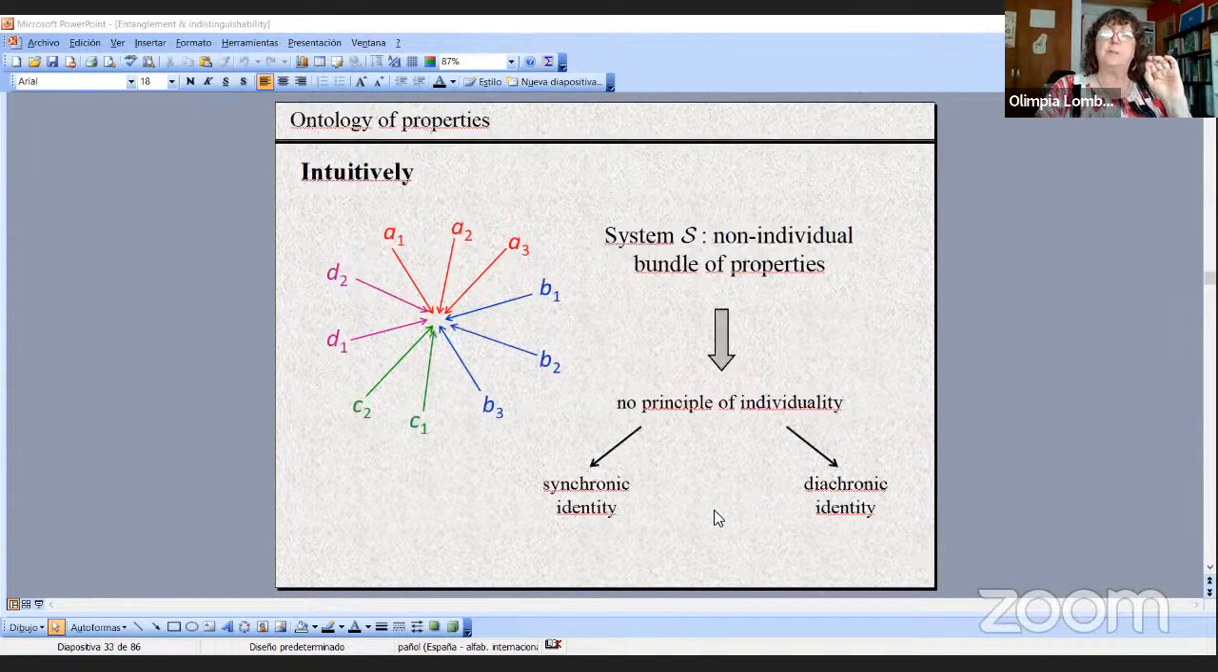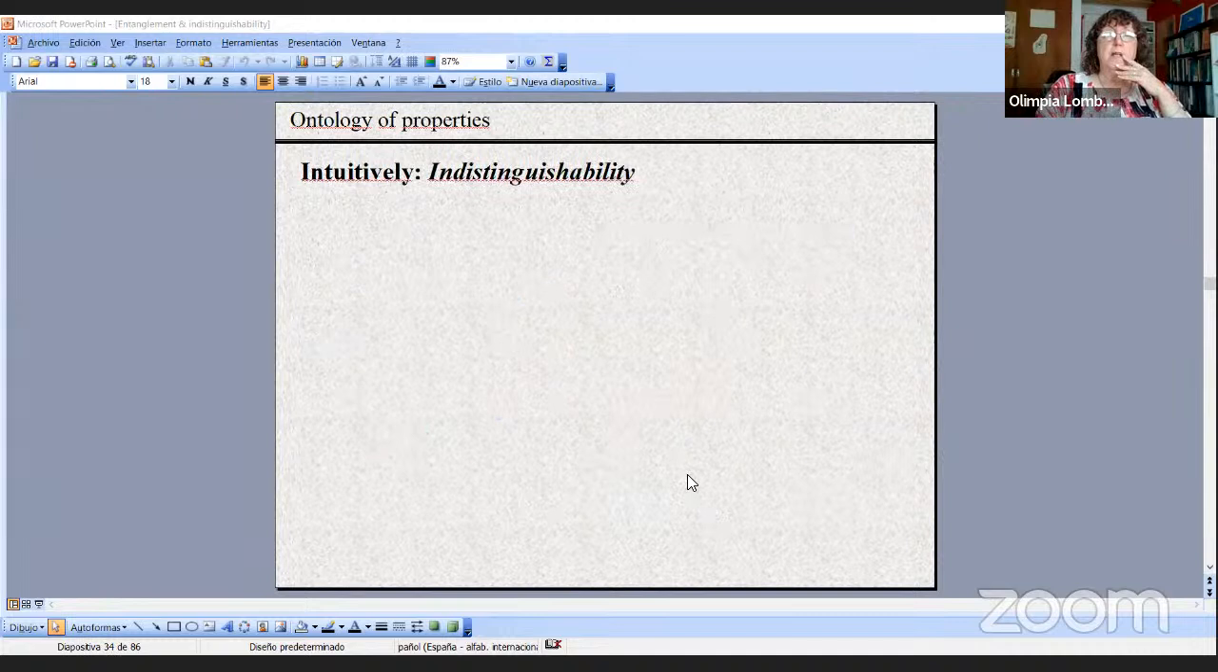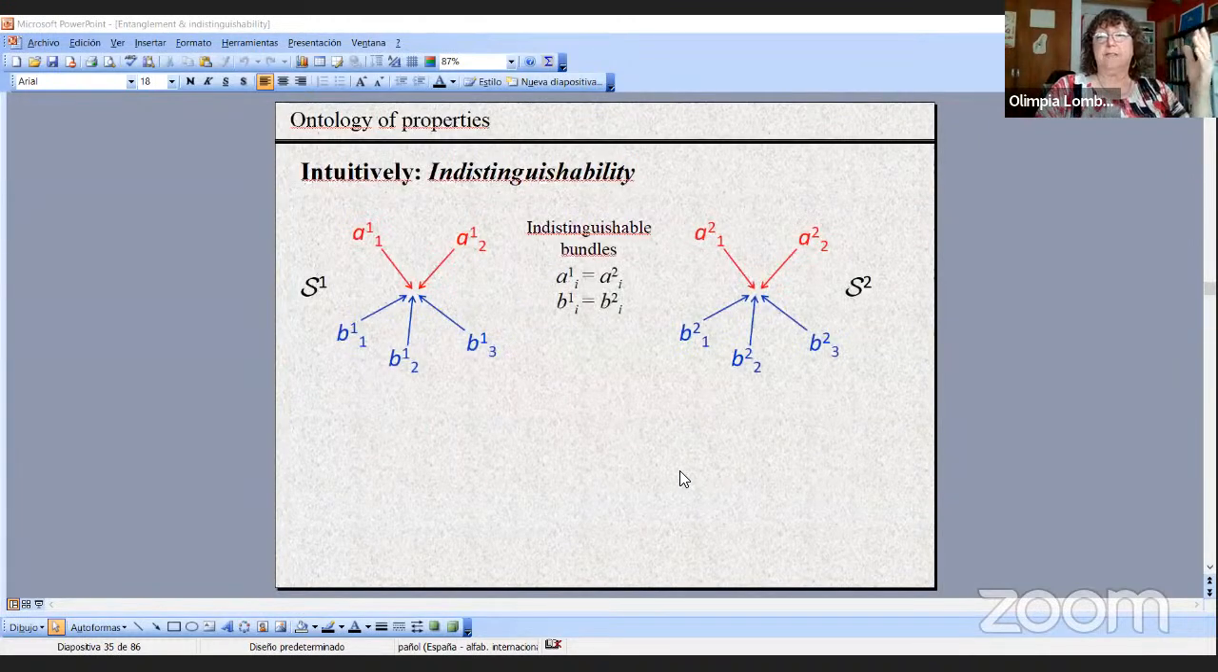I mean, they have neither a principle that gives them synchronic identity nor diachronic identity. They have no individuality principle that makes them different from another bundle, or different from the same bundle at different times. The same bundle, I mean, may let you identify the bundle at different times, as happens in quantum mechanics. So now, what is indistinguishability from this view?